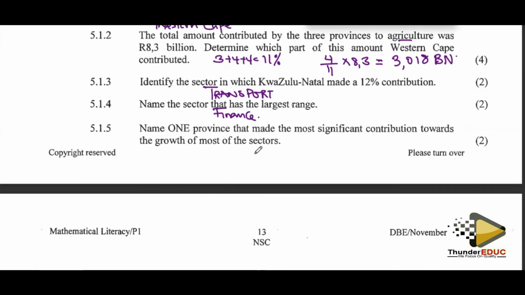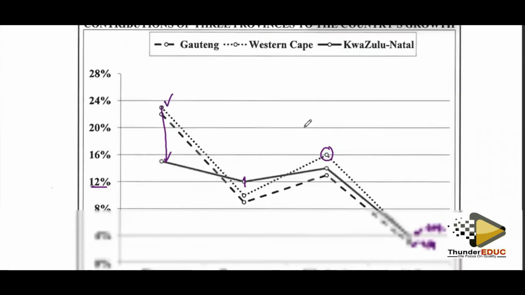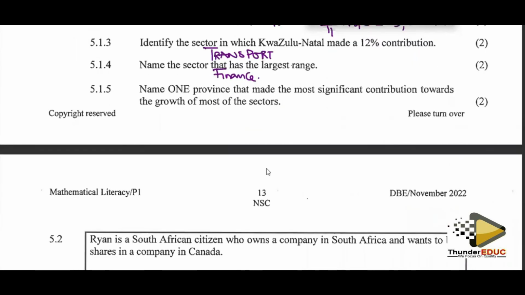Name one province that made the most significant contribution towards the growth of most of the sectors. It's Western Cape. Look at Western Cape. The line was above others. You understand? Here it's above. Oh, sorry, it's a little bit. So KZN is down, down. Sorry, up, down. You see? Here we say it's Western Cape.